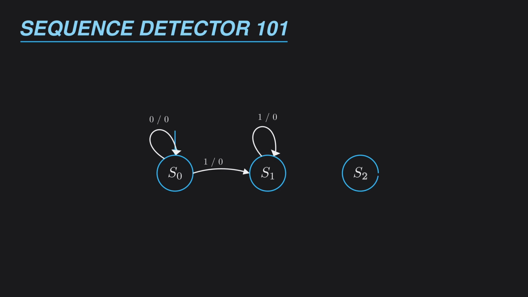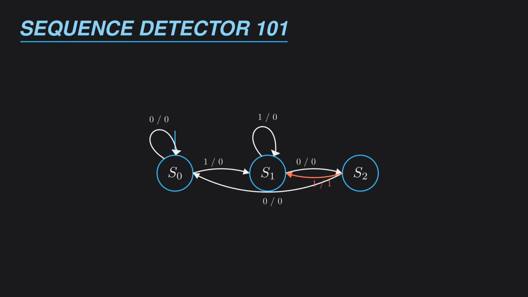Let us build it as a Mealy machine first. The states are simply the meaningful prefixes of the pattern. One state means you have seen nothing useful yet. A second means you have seen a 1. A third means you have seen a 1 and then a 0. From that third state, an input of 1 completes the pattern. On that transition, the input is a 1 and the output is a 1, so the output fires right on the transition.